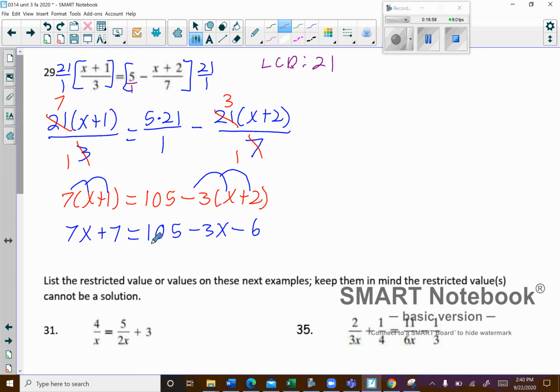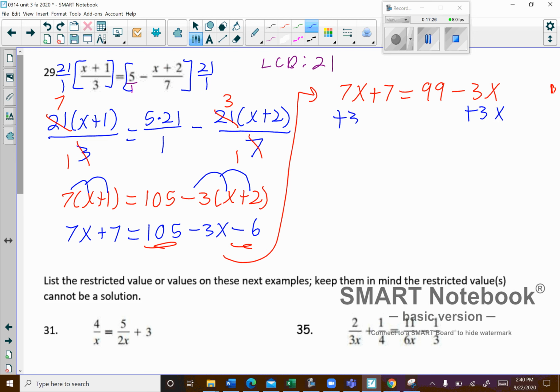And then we'll clean this up, the 105 and the minus 6, and I'll continue up here. So let's see, we still have 7x plus 7. And on the other side, let's see, that'll leave us with 99 minus 3x. Okay, so now I need to pick a side for the x. And what I'm going to do here is I'm going to add 3x to both sides this time. And so let's see, that'll leave us with 10x plus 7 equals 99. Okay.